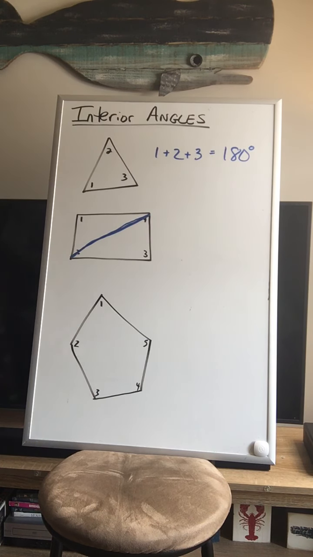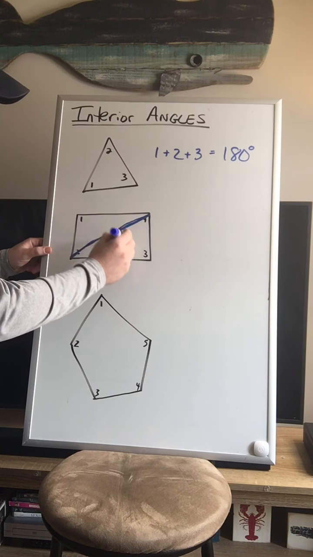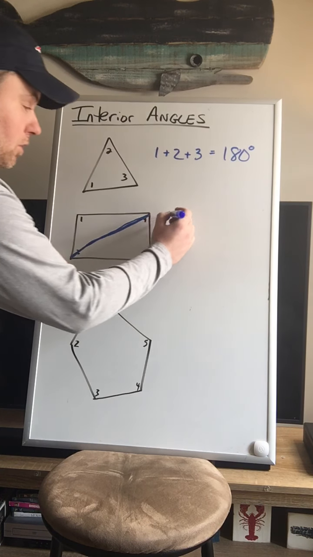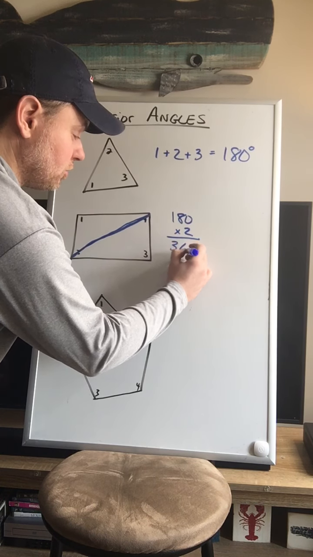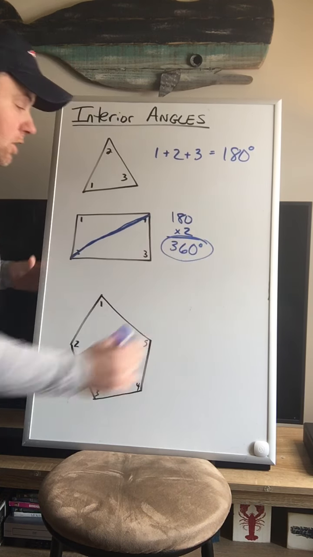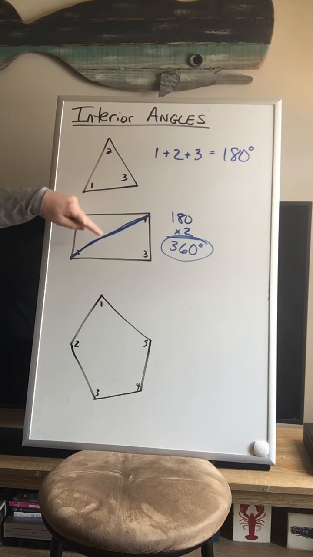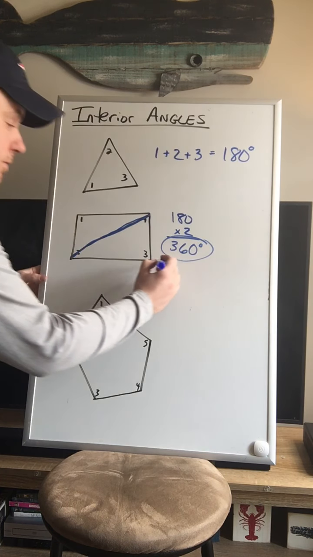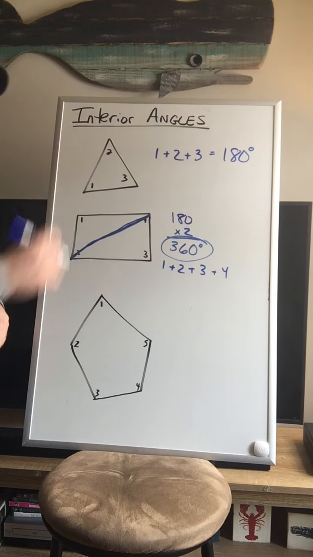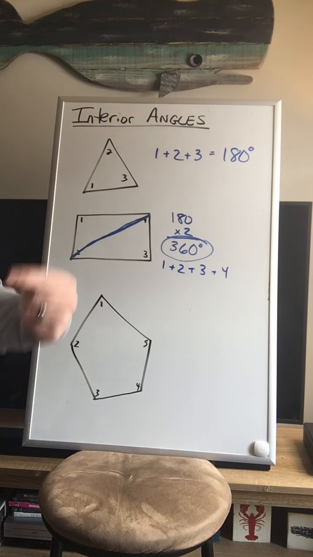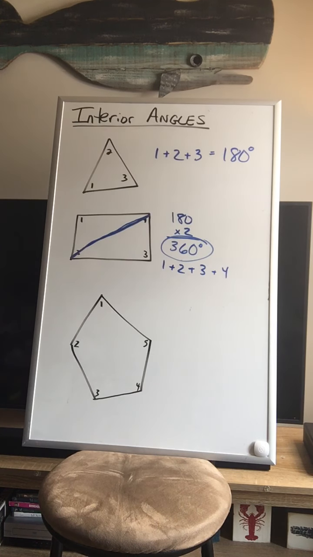So that means you're going to have 180 degrees here and 180 degrees here. 180 times 2, 360 degrees. So 1 plus 2 plus 3 plus 4 will equal 360 degrees. So in a quadrilateral, there will actually be 360 degrees because there's 2 triangles within that quadrilateral. Now what about a pentagon here?